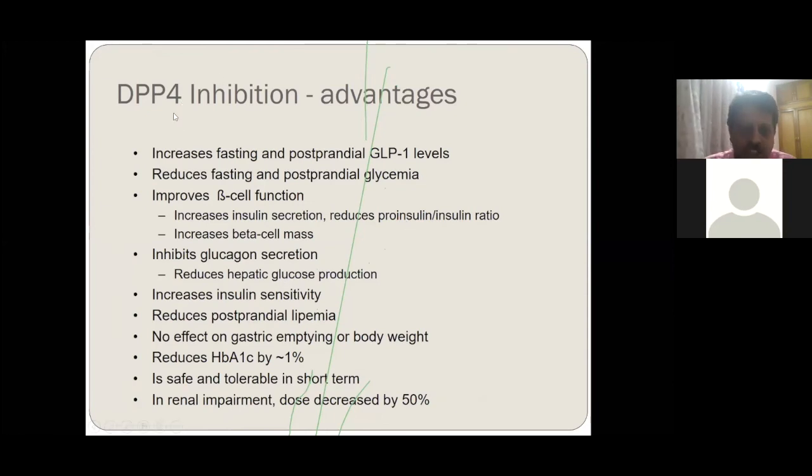So in a nutshell, the advantages of DPP4 inhibitors are that fasting and postprandial levels of GLP-1 are increased, further reducing the fasting and postprandial sugar. It improves and preserves the beta cell function, increases the proinsulin to insulin ratio, inhibits the glucagon, increases insulin sensitivity, reduces the postprandial lipemia, reduces the HbA1c, and it is well tolerated, and renally impaired patients also can use it.